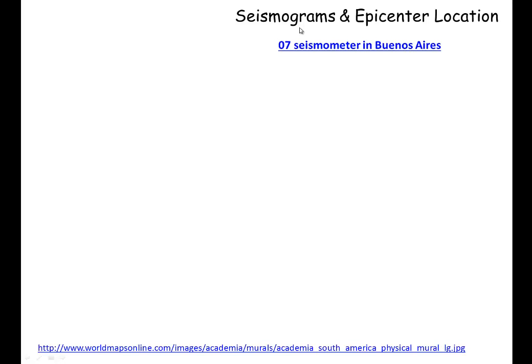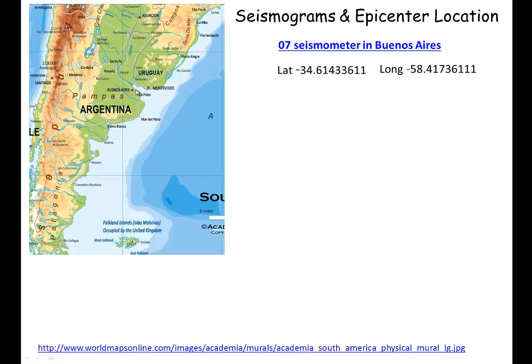So we talked about seismograms being the written record of a seismograph, which measures seismic waves. I'm going to show them a picture of this Buenos Aires one. I talked about the difference between latitude, south being minus, and longitude, west being minus. This is the location of Buenos Aires, which is located right here.